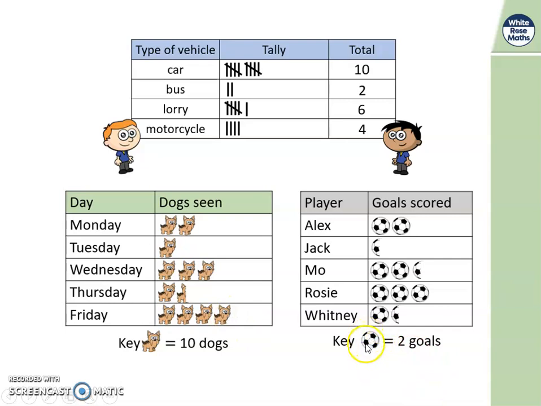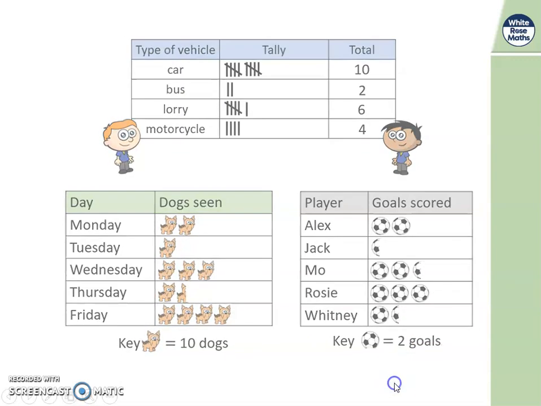And here a football represents 2 goals. So we can count up in 2s using our scale and our key. 2, 4, so Alex scored 4. Jack, he scored half of 2, so it's half, 1. Jack scored 1. Mo scored 2, 4, and one more is 5. Rosie scored 2, 4, 6, and Whitney scored 2 and another one, 3.